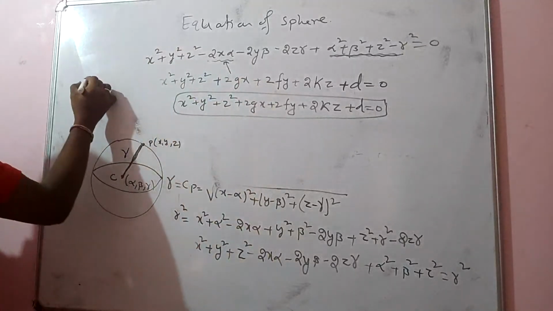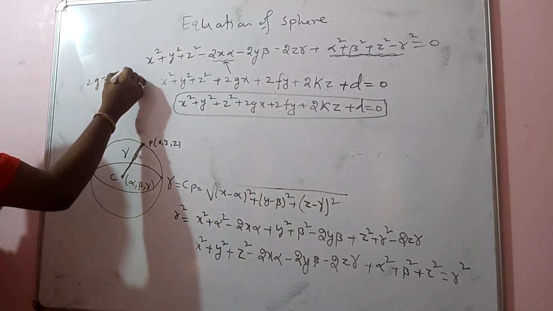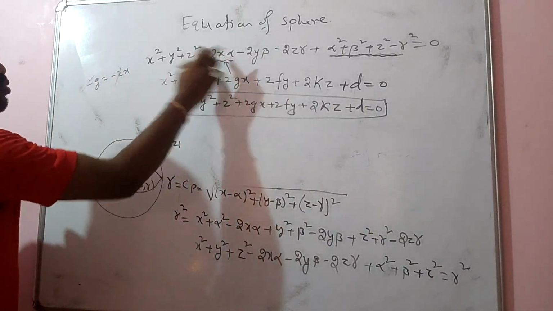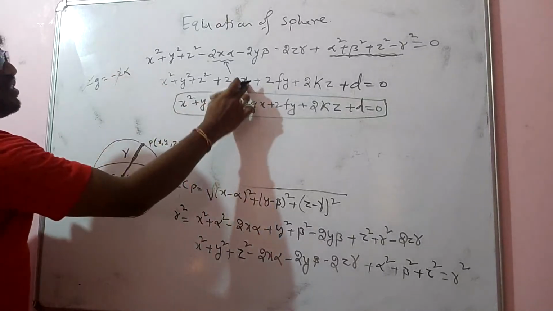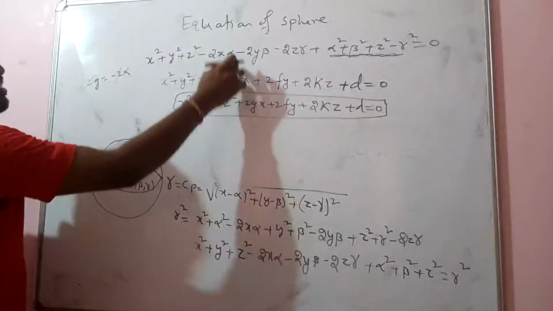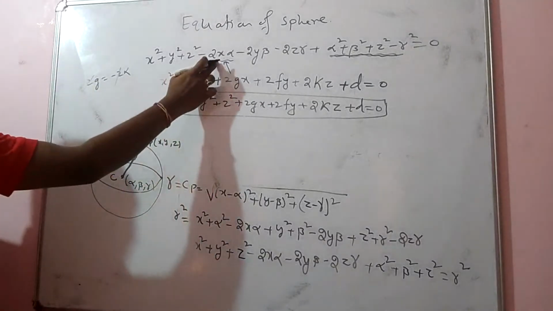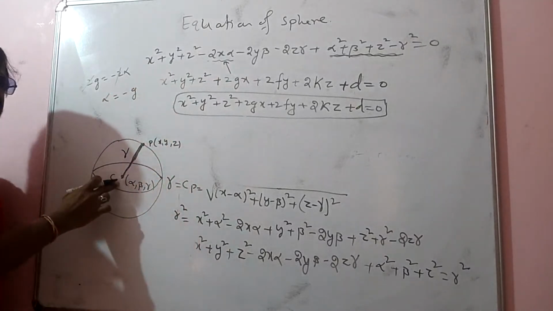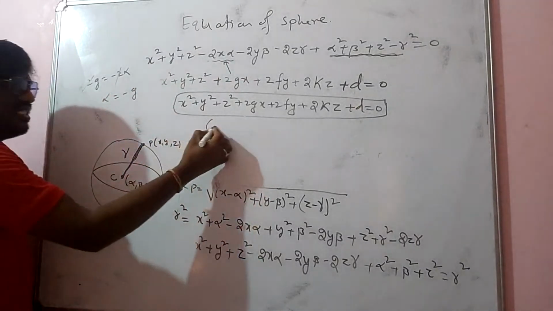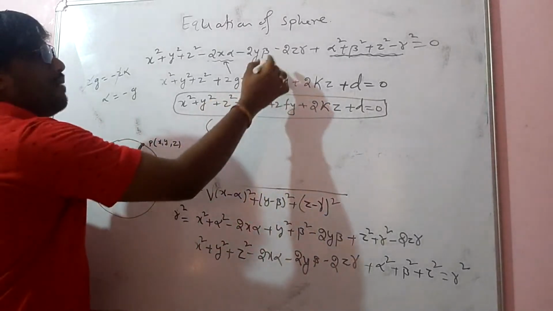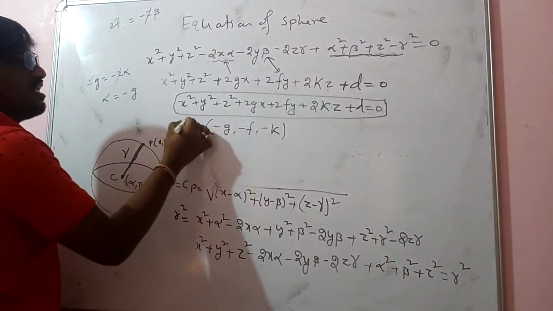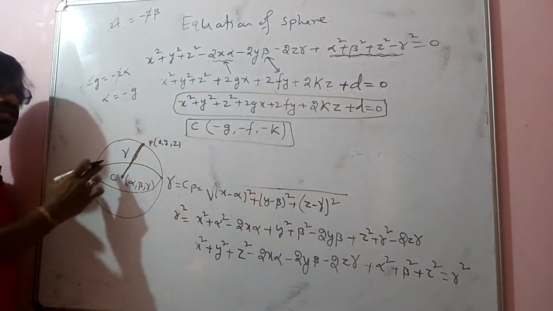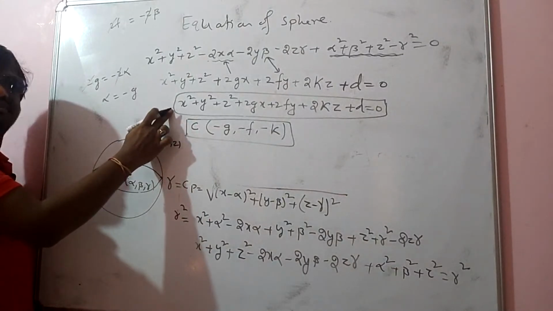If I compare the coefficient of x, then 2g is equal to minus 2 alpha. The 2 just cancels out, so alpha is equal to minus g. Means the center is minus g. We call these the center of the sphere. This is the sphere equation. Remember, this is the equation of the sphere.